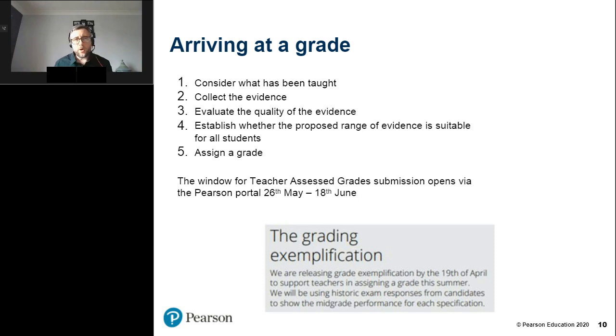You need to establish whether the proposed range of evidence is suitable for all students. Again, there may have been students who were particularly affected by lockdown, and it may be appropriate to substitute alternative evidence for that student. And then you need to assign a grade, and that needs to be a holistic judgment across the range of evidence, considering the quality of the work in relation to the published grade descriptors and the exemplification. So this is not a mathematical formula or calculation. And then obviously the window for submitting your grades is the 26th of May to the 18th of June.